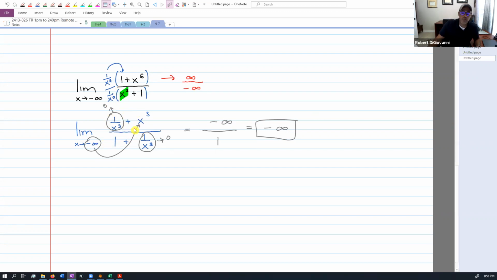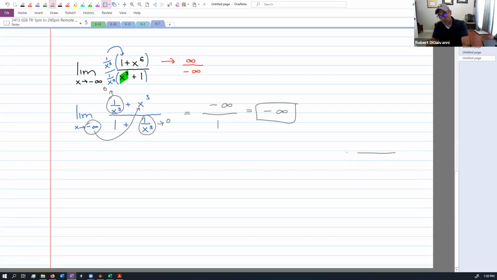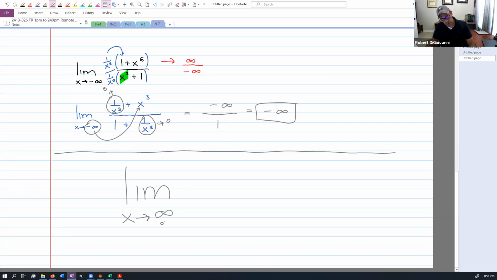All right, so that concludes the first half of 1.6. So 1.6 has 2 different concepts in it. The first concept that we are looking at in 1.6 is this idea that we're taking limits and we're letting the x go to infinity or negative infinity. All right, that's the concept we were just looking at.